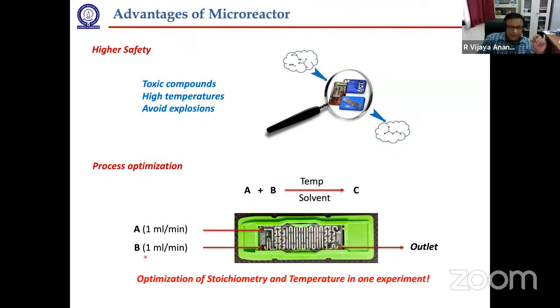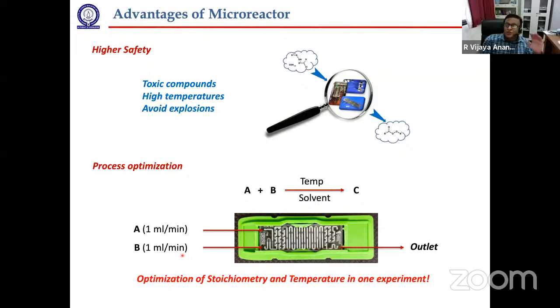At the same time, in the same experiment, you can also change the stoichiometry. For example, you can flush A at 1 ml per minute and B at 0.5 ml per minute, or vice versa. So you can also optimize the stoichiometry of the reaction. In one reaction, you can optimize two parameters, right? That will reduce at least 20 optimization reactions. Okay, so that is the advantage of that.